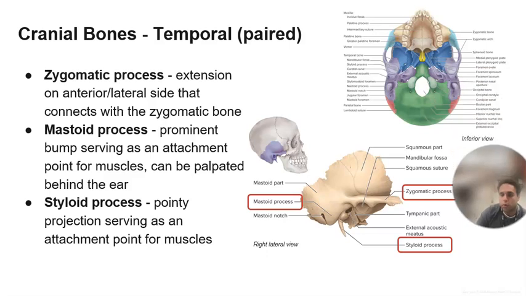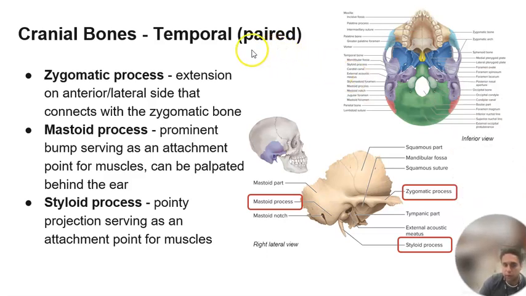Next, we have the temporal bone. So the temporal bone, your temples, it's right and left. Again, we have two. Let's start with the most obvious thing, this pointy bone over here. This is called the styloid process. This arrow or pointy bone sits right here. It serves as an attachment point for a lot of muscles, so a lot of muscles would just attach to this styloid process. Right next to it, another projection, not really pointy. This is called the mastoid process.